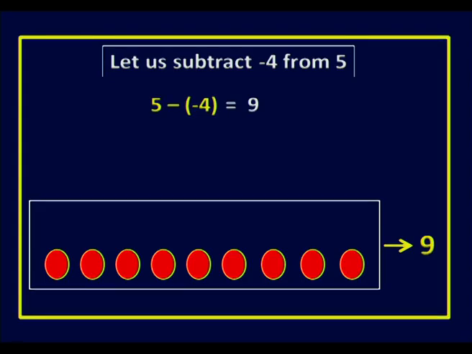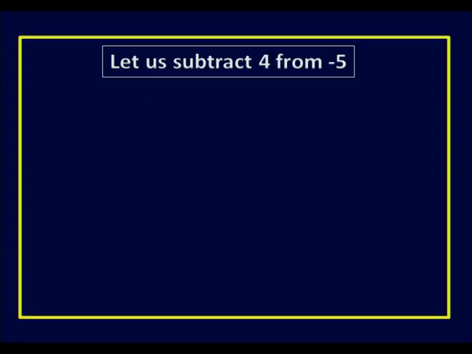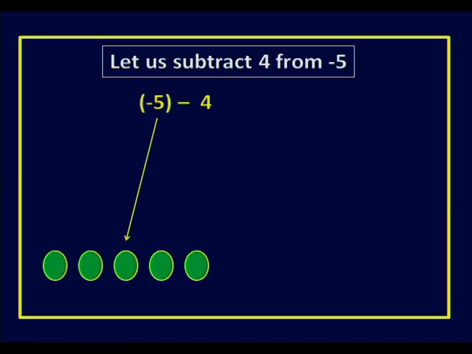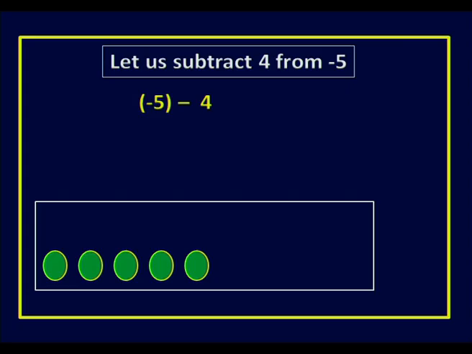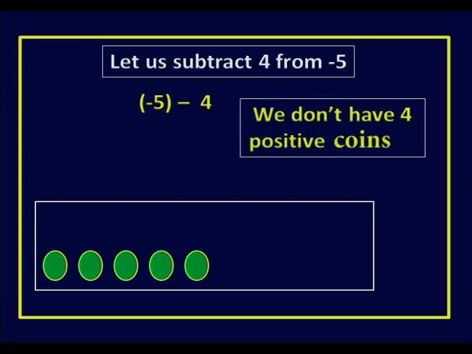Now, let us take another example, children. We are going to subtract 4 from minus 5. That means a positive number is subtracted from a negative number. So, minus 5 minus 4. So, minus 5 represents 5 green coins. From that, I am subtracting what? 4, a positive number. So, we again do not have 4 positive coins.